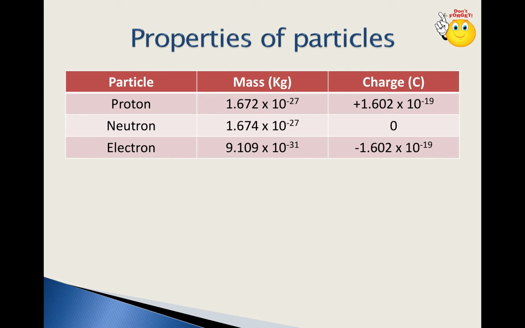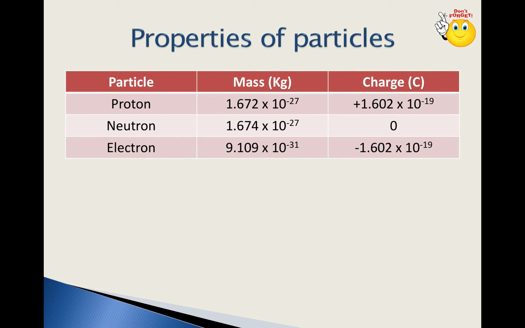And in this table we have the exact mass of a proton, the exact mass of a neutron and the exact mass of an electron. As we can see, the electron is very, very small compared to the proton and the neutron. The charge of a proton is 1.6 times 10 to the power of minus 19, and the units are coulombs. The neutron, having no charge, sits in the nucleus, and the electron has the opposite charge to the proton. Exactly the same charge, but just with a different sign. It's a negative sign this time.